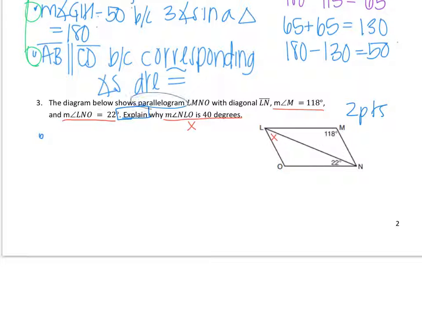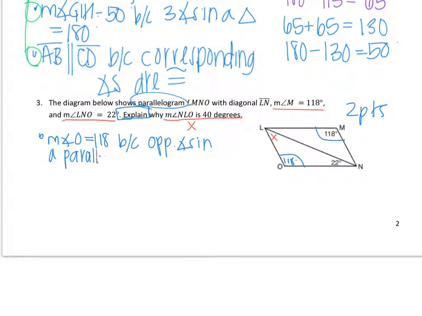So first things first, we have a parallelogram, and we know from the important information on the front page that opposite angles in a parallelogram are congruent. So we're going to say that the measure of angle O is equal to 118 because, exactly what we just said, opposite angles in a parallelogram are congruent. Then if I take a look here, we have this triangle LNO. That triangle right there, where we have 118.